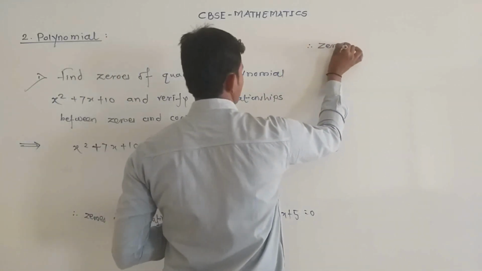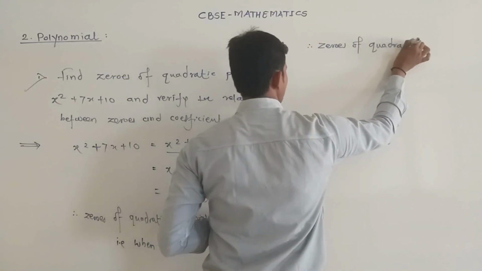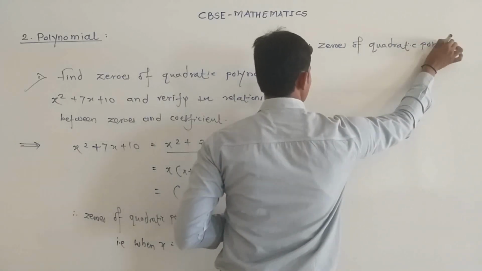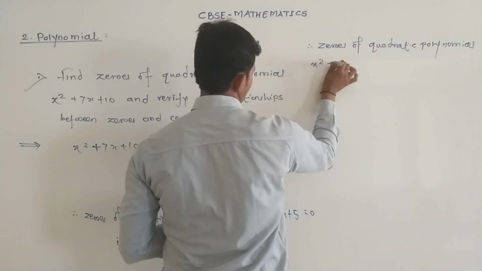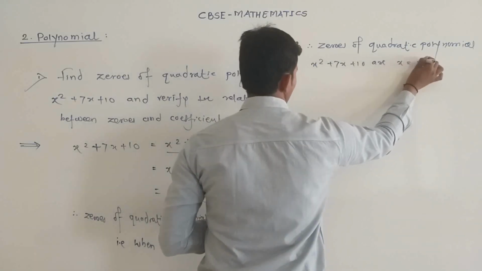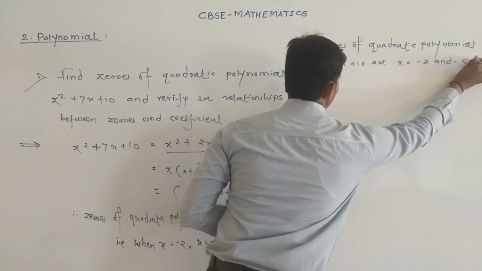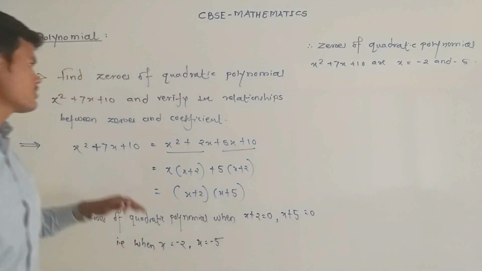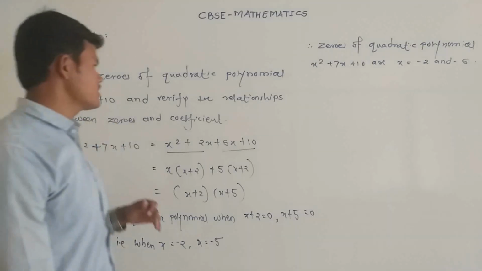Zeros of the quadratic polynomial x square plus 7x plus 10 are x equals to minus 2 and minus 5. Now we have the zeros of the polynomial. Now find the relationship between zeros and the coefficients.